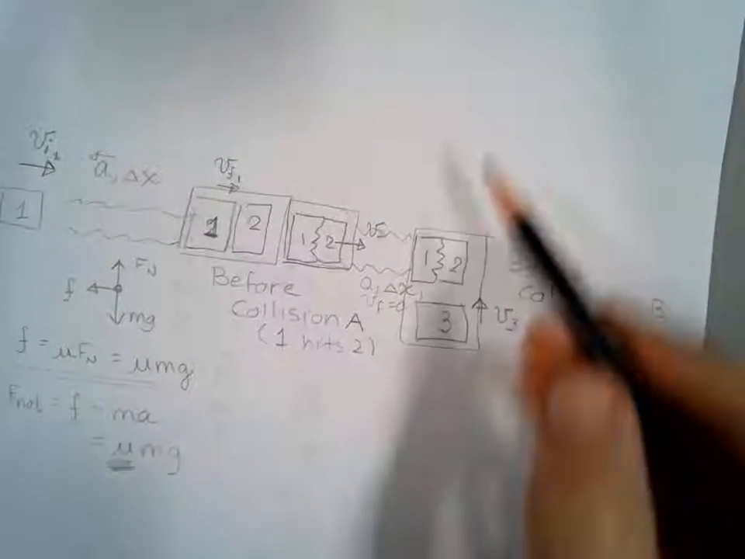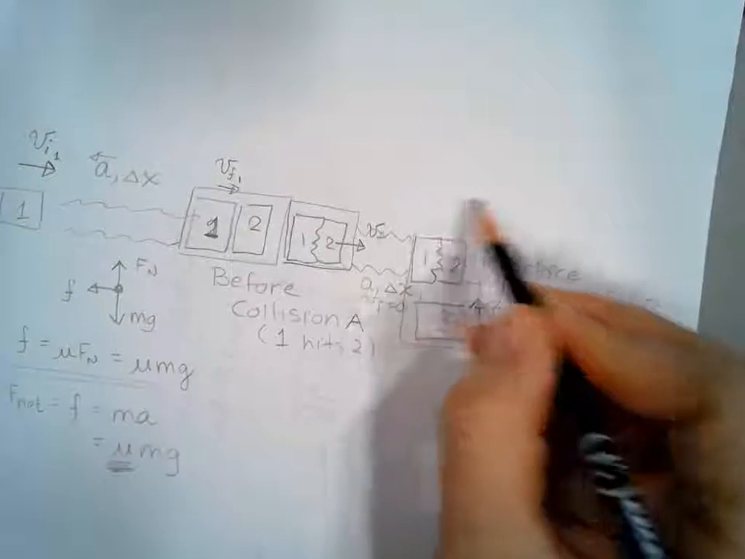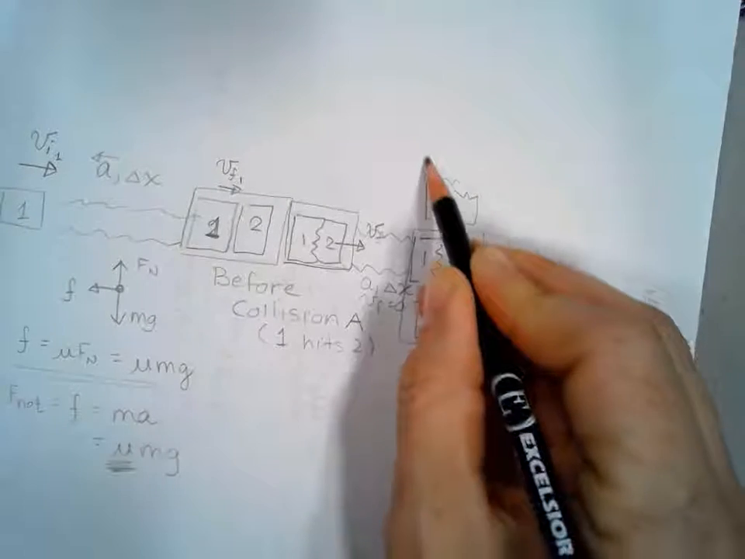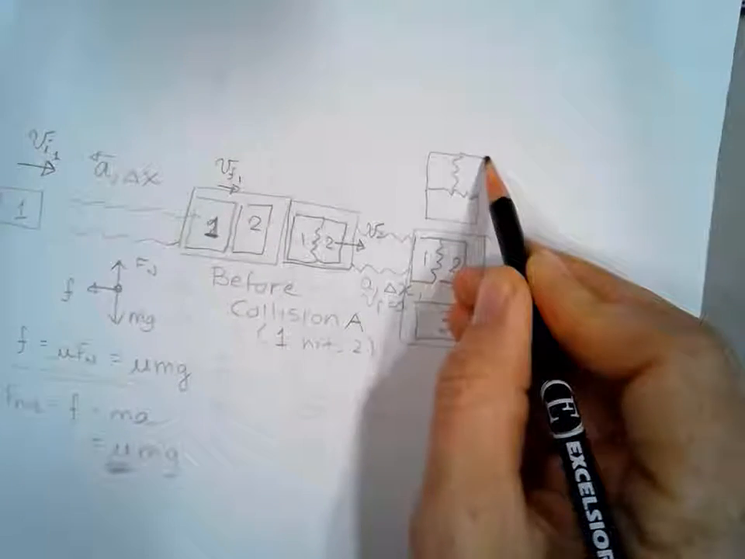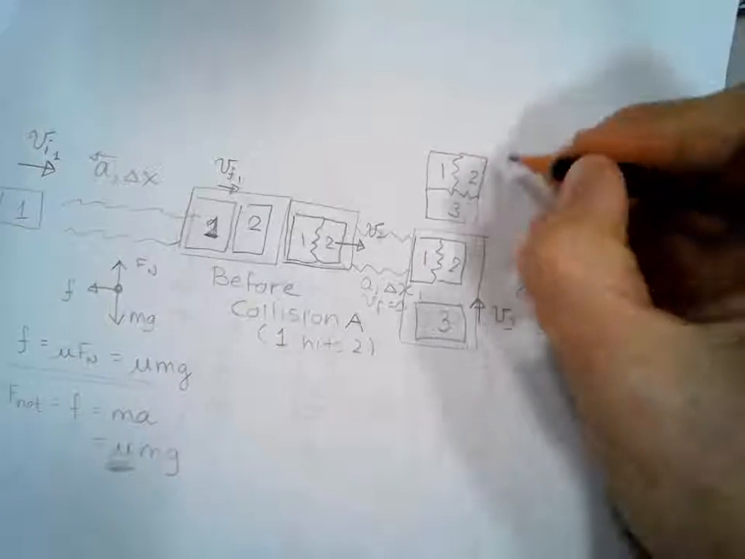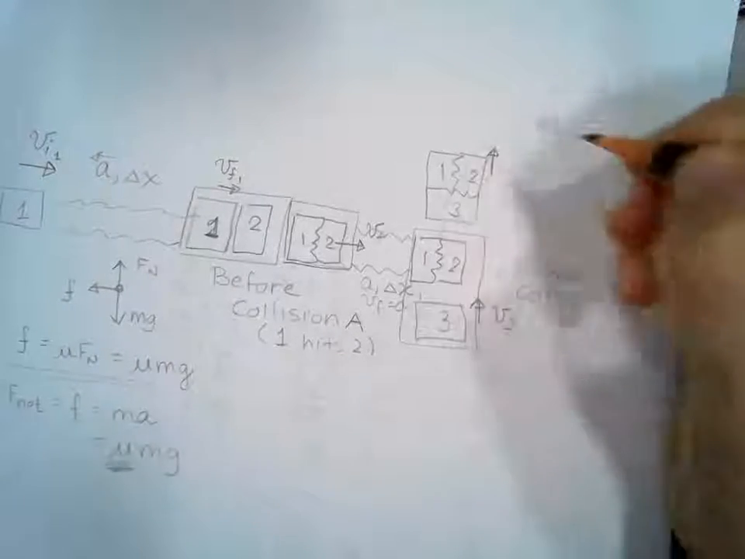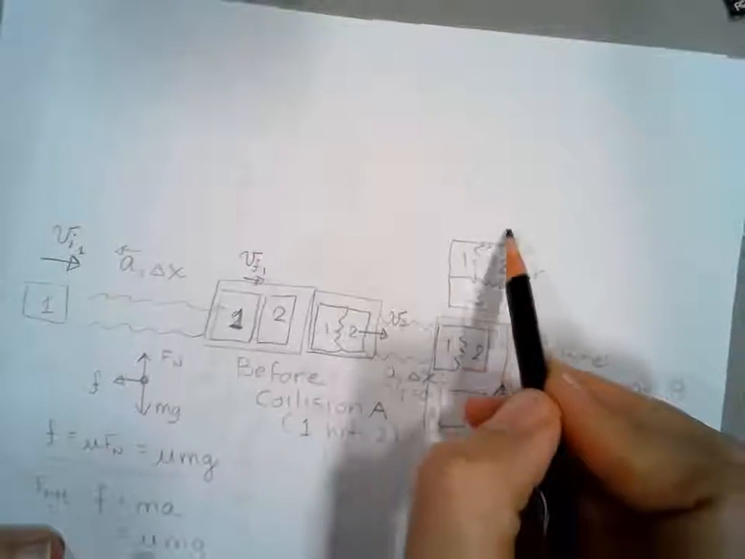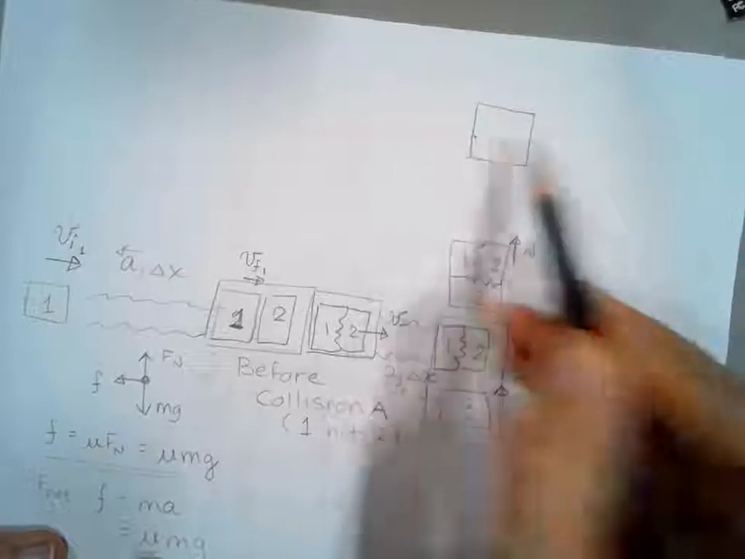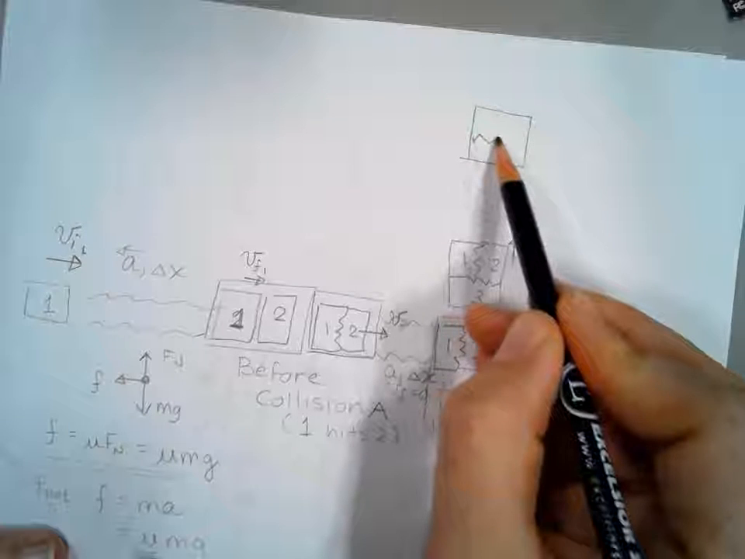And then after the collision, we can use our collision physics. So we have cars 3, 1, and 2, and after the collision, they are going to skid off with some V, and then they're going to have their skid marks, and then they will come to a stop.